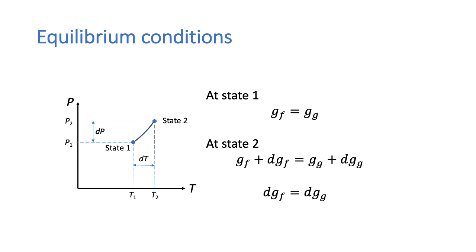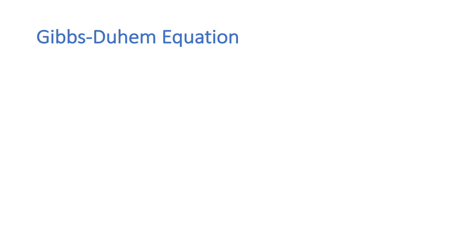Combining these, we have that dGf is equal to dGg. This equation means that the change in the chemical potential of the liquid when going from state 1 to state 2 must equal the change in chemical potential of the vapor. We can use the Gibbs-Duhem equation to calculate changes in chemical potential. The Gibbs-Duhem equation says that dG is equal to VdP minus SdT.